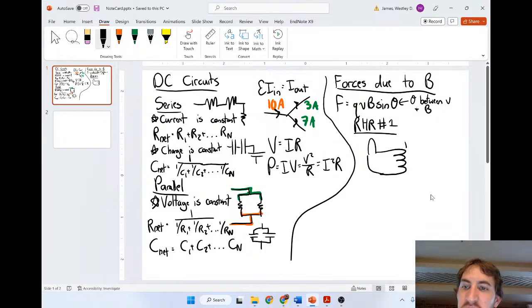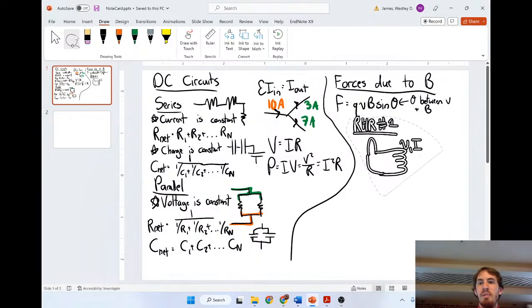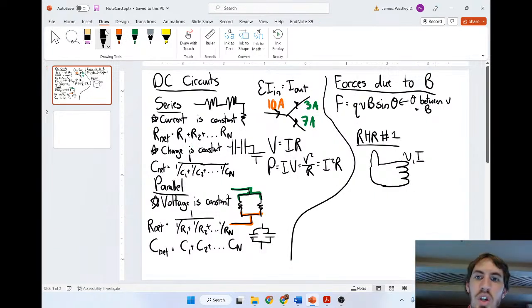You point your fingers in the direction of the moving charge, so we call that either V or current. Current is moving charge. In fact, I'm going to jot this down, because while we're at it, let's just put both equations in the same place. That was the force on a moving charge. This is the force on a current carrying wire, I L B sine of theta.